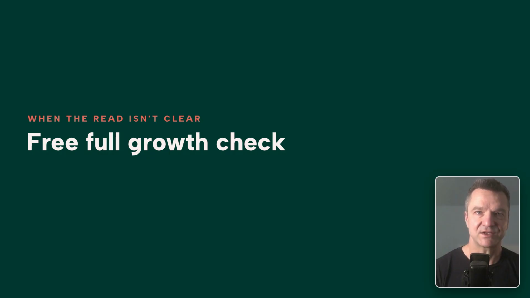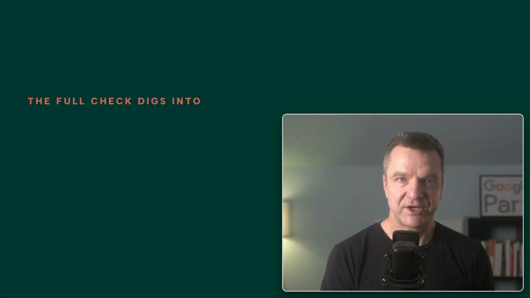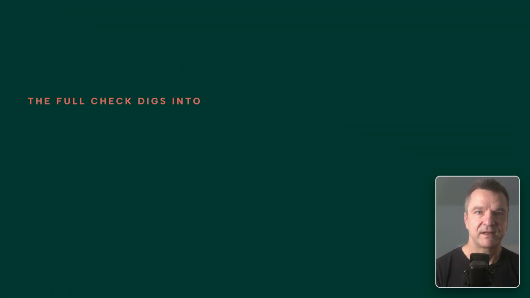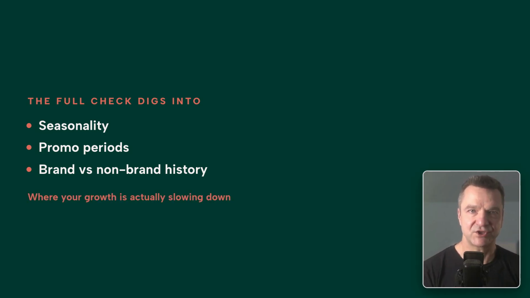Then, when the result is not clear, and in a complicated account it often is not, I can run a full growth check for you, free of charge. I'll just need a little more context about your business and your actual numbers. After you request it, I'll follow up with what I need. To get it, scroll to the bottom of the calculator results page and enter your email to request the free full growth check. That growth check will go deeper than the calculator. There, I will analyze seasonality, promos, brand versus non-brand history, then show you where growth is actually slowing down.